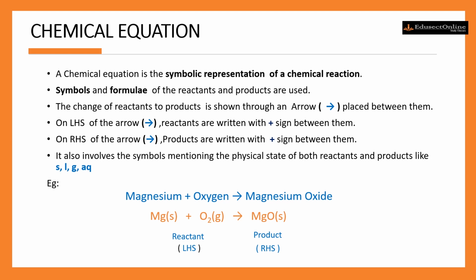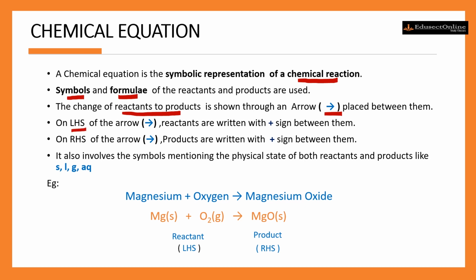A chemical equation is a symbolic representation of a chemical reaction. A chemical reaction means that when one or more substances react with each other to form a new product, it is called a chemical reaction. This chemical reaction can be represented in the form of a chemical equation. In the chemical equation, the symbols and formulas of the reactants and products are used. The change of reactants to products is shown through an arrow placed between them, and its direction indicates the direction of the chemical reaction, that is, reactants to products.